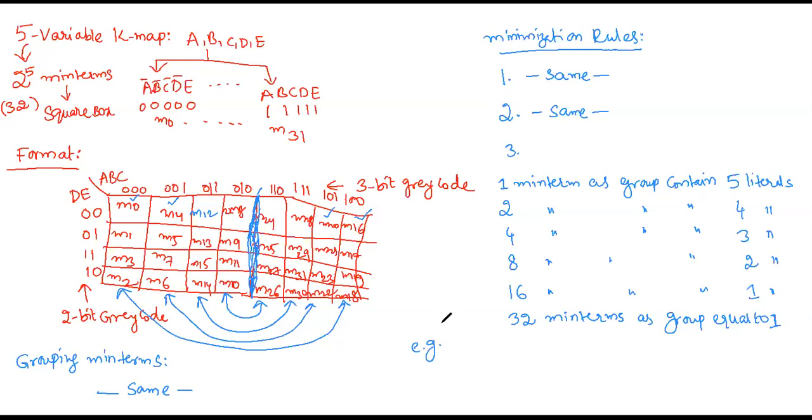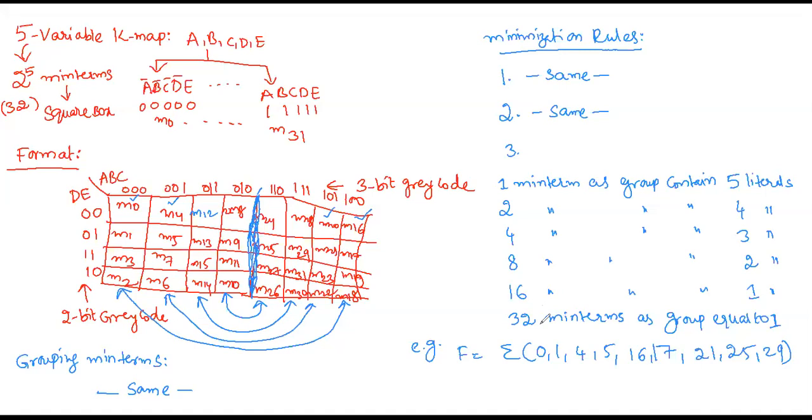Simplifying the below expression, f is equal to sigma 0, 1, 4, 5, 16, 17, 21, 25, 29. Simplify this expression.